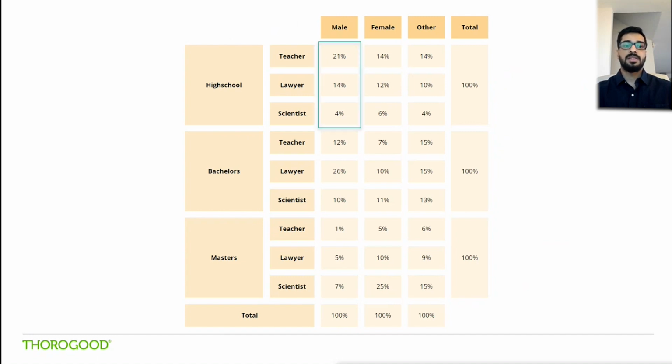So, for example, we can see the breakdown of the male gender with a high school degree by their occupations. Crosstab can lead to useful and interesting insights when used correctly. Let us now look at a crosstab report which was created by Thorogood to analyze a specific data set.